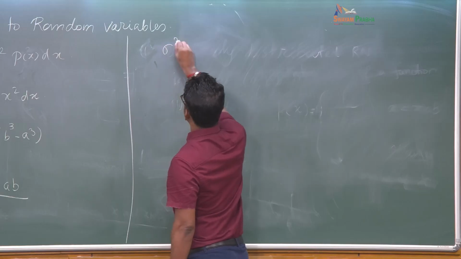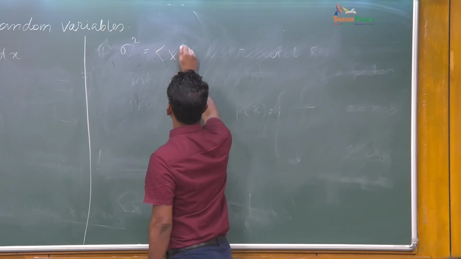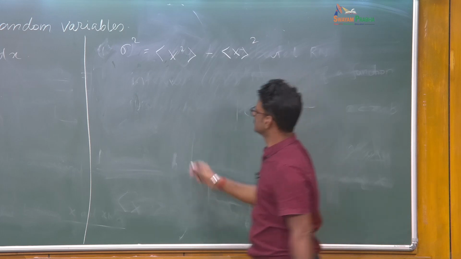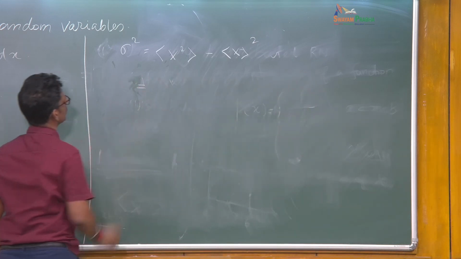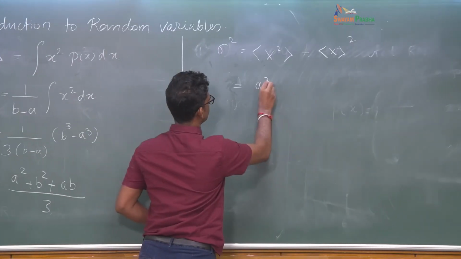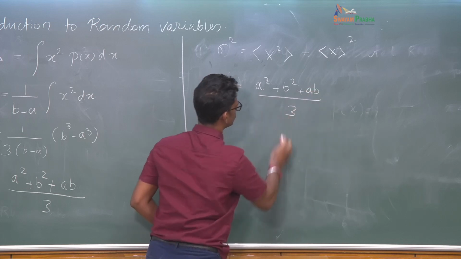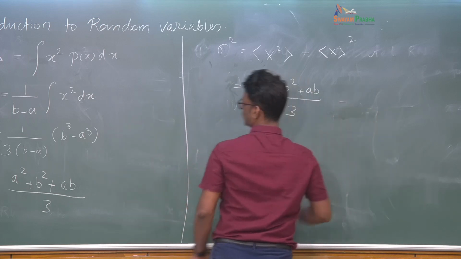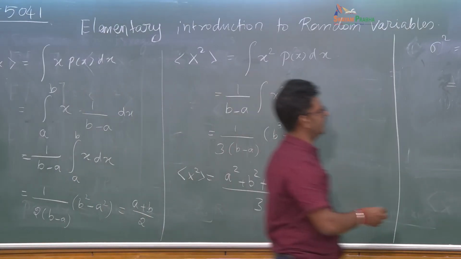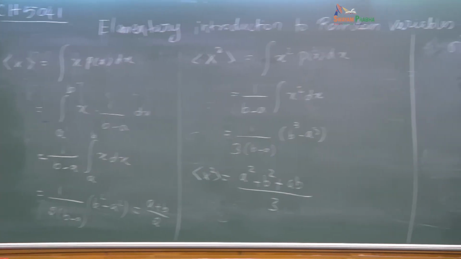So the variance sigma square is this. For the mean square, we get this expression a square plus b square plus ab by 3, and the mean value we have obtained here is a plus b by 2, and then we take the square of that. So we get a plus b whole square by 4.